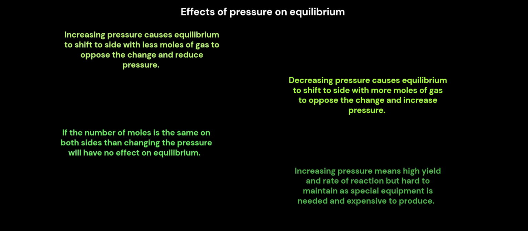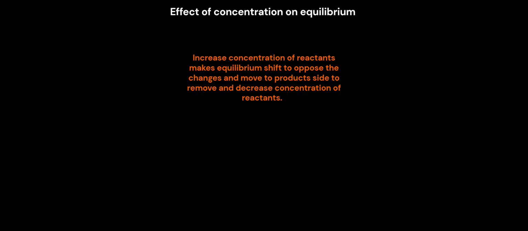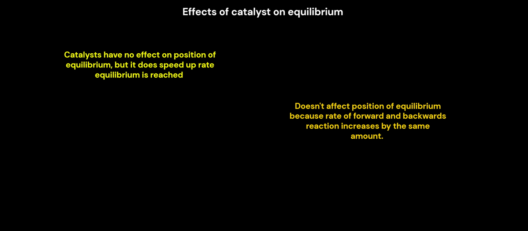Effect of concentration on equilibrium. Increased concentration of reactants makes equilibrium shift to oppose the change and move to the product side to remove reactants and decrease their concentration. Effects of catalyst on equilibrium. Catalysts have no effect on the position of equilibrium, but they do speed up the rate at which equilibrium is reached. They don't affect the position of equilibrium because the rates of the forward and backward reactions increase by the same amount.